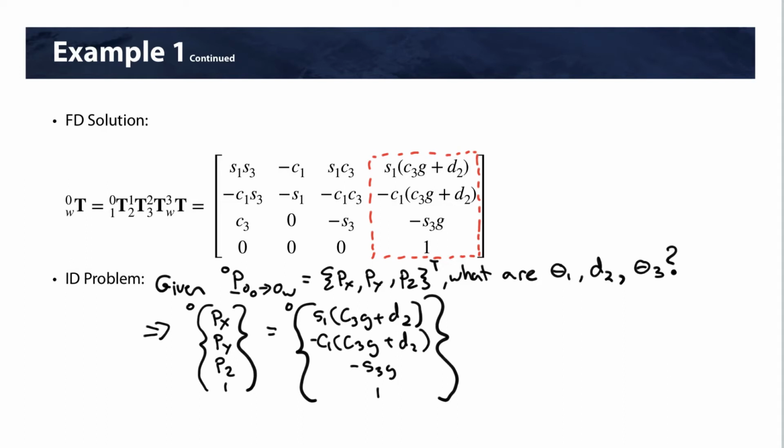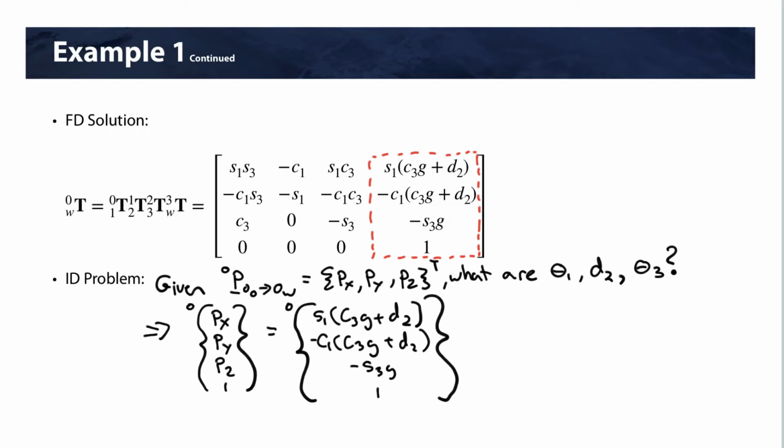So we have 3 equations. We know the left-hand side. We have 3 unknowns here: theta 1, d2, and theta 3. So we need to solve these 3 equations for those 3 unknowns. Let's see how we can do that.